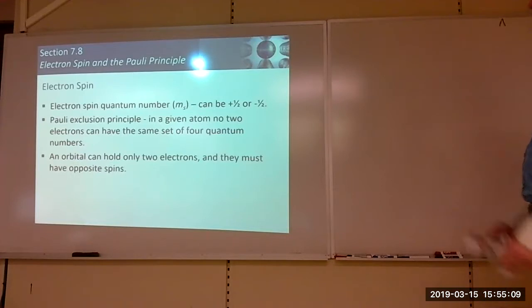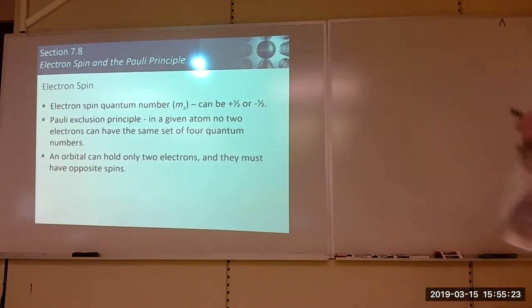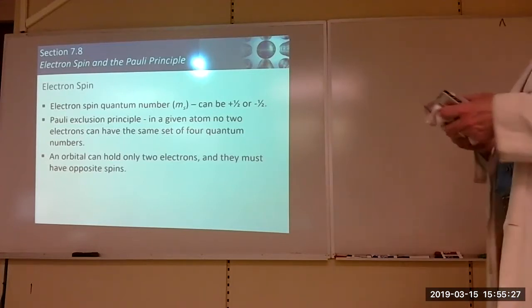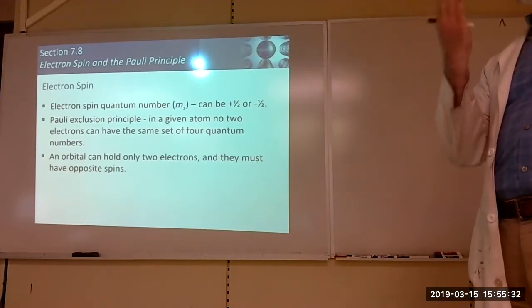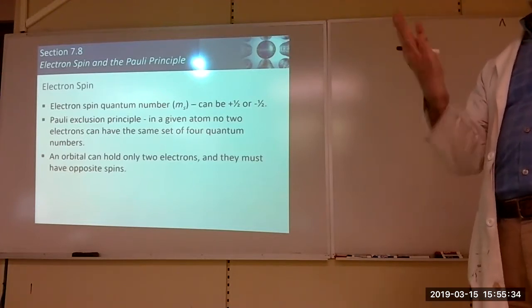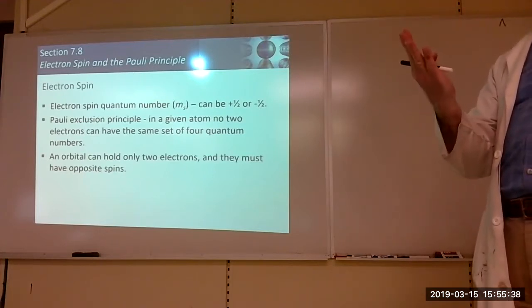Back up. Okay, now the electron spin. For each m sub l, you can have a plus a half or a minus a half. Now, I'm going to go ahead and tell you, here it is, the Pauli exclusion principle. This set of four quantum numbers is unique to each electron. No two electrons can have the same set of quantum numbers.